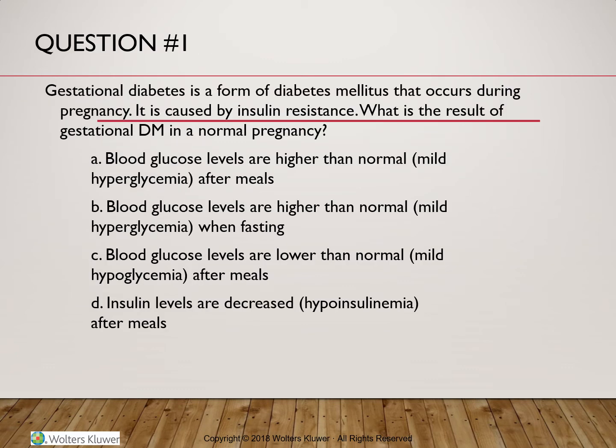So question 1 is asking: gestational diabetes is a form of diabetes mellitus that occurs during pregnancy. It is caused by insulin resistance. What is the result of gestational diabetes in a normal pregnancy? A, blood glucose levels are higher than normal, mild hyperglycemia after meals. B, blood glucose levels are higher than normal, mild hyperglycemia when fasting. C, blood glucose levels are lower than normal, mild hypoglycemia after meals. Or D, insulin levels are decreased, hypoinsulinemia after meals.